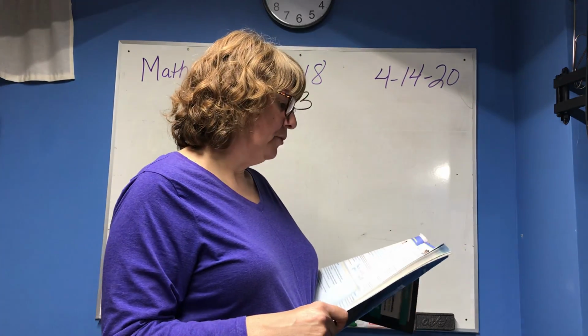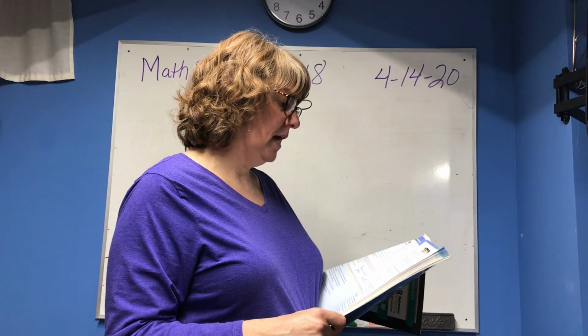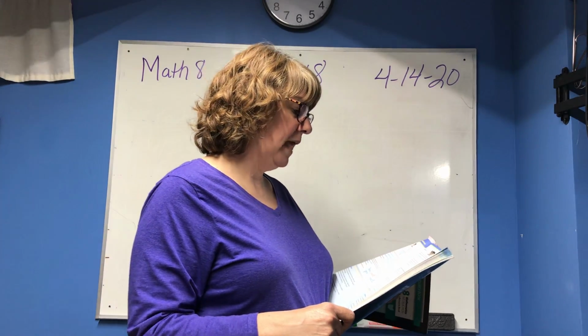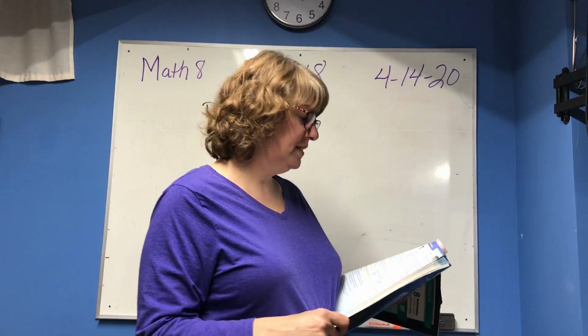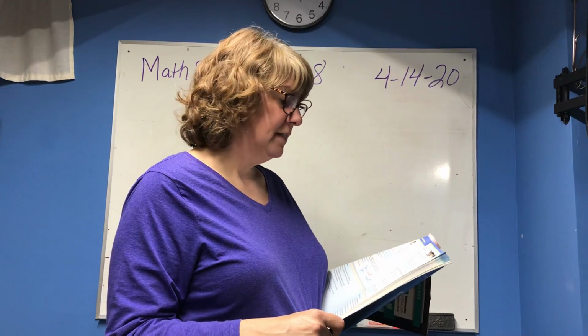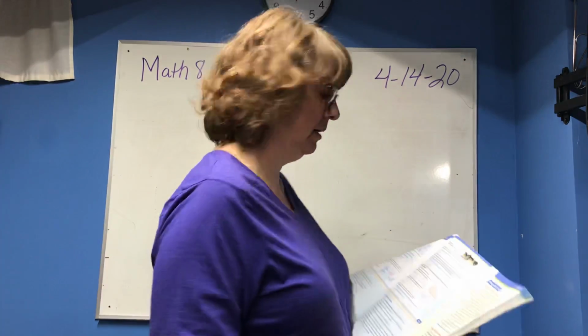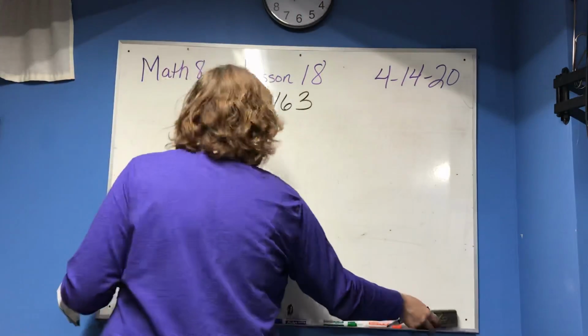Okay, number 9 says, measure the lengths of the sides of triangle ABC to the nearest centimeter, and measure the angles to the nearest degree. Okay, so this is the, what is that, pink? Pink, kind of, yeah, looks like pink. Okay, all right.